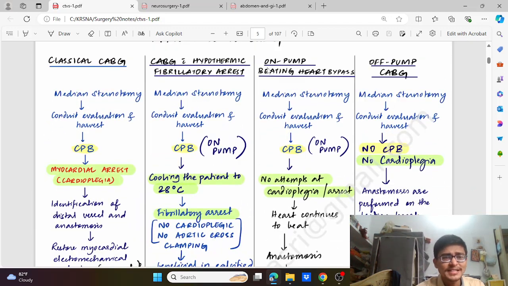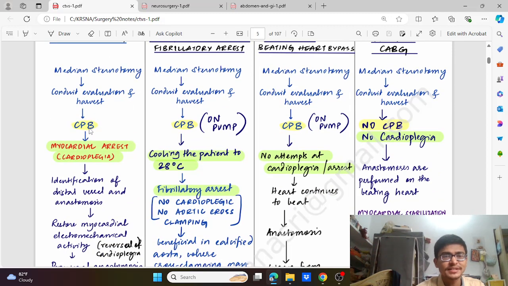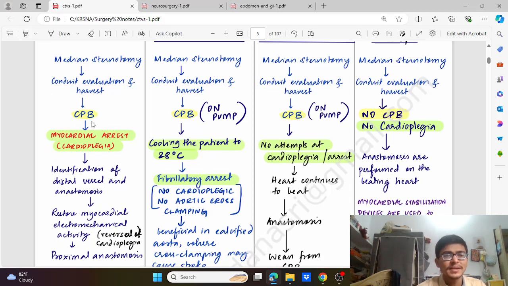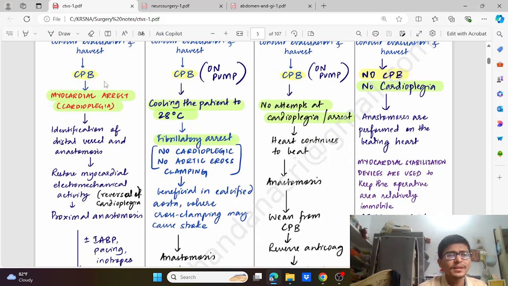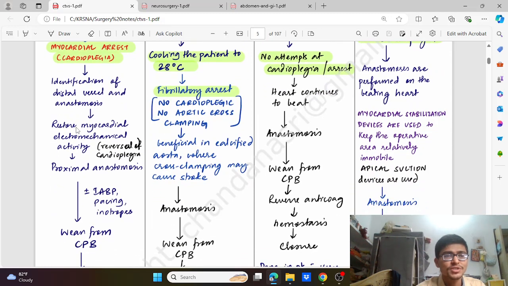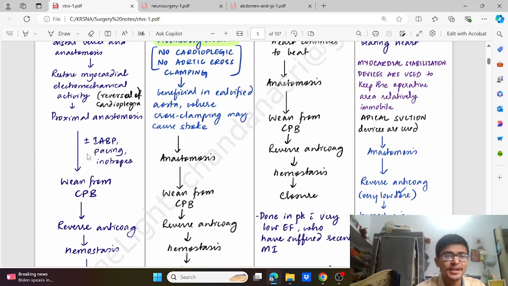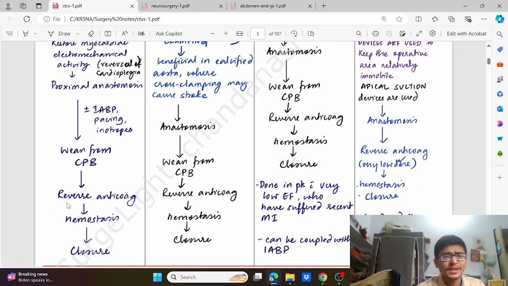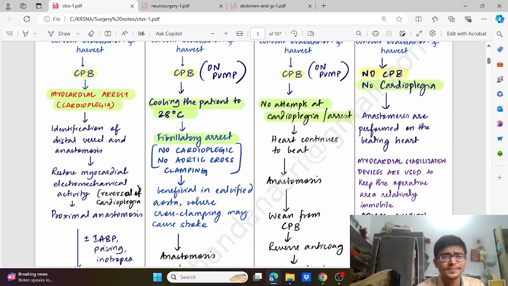So here classical CABG will go for sternotomy, then conduit evaluation and harvest, then cardiopulmonary bypass, then myocardial arrest, that is cardioplegia, identification of the distal vessel and anastomosis, restoration of the myocardial electromechanical activity, that is reversal of the cardioplegia, proximal anastomosis, intra-aortic balloon pump, pacing with inotropes, weaning from cardiopulmonary bypass, reversing anticoagulation, hemostasis and closure.